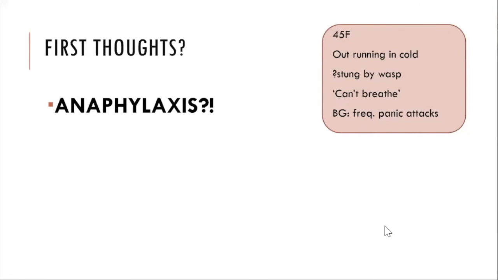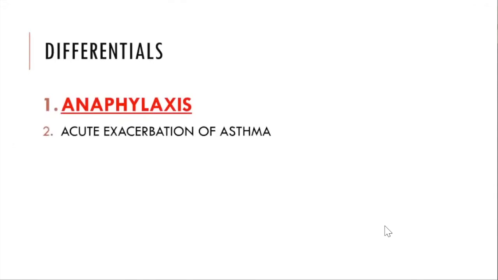So anaphylaxis absolutely is a top thing you want to think about. Differentials: anaphylaxis, acute exacerbation of asthma. She had childhood asthma. She's atopic. She's gone out running in the cold. All of those things can trigger an acute exacerbation of asthma. So kind of bronchospasm. And then, yeah, 3, panic attack, angioedema as well, potentially.